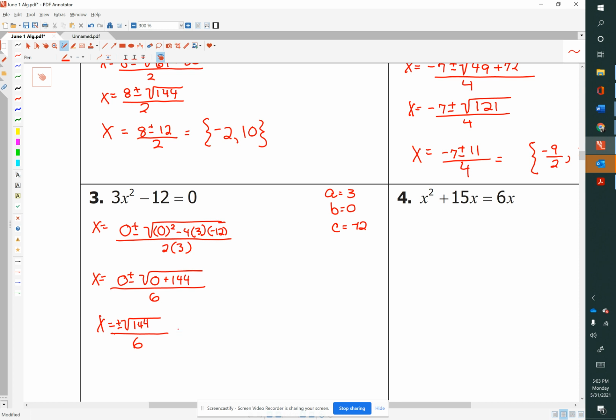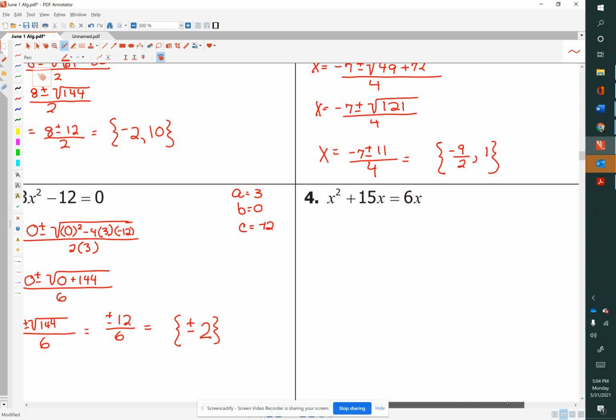And when we evaluate that, the square root of 144 plus or minus will be plus or minus 12 divided by 6. And when we evaluate that, negative 12 divided by 6, or positive 12 divided by 6 will be plus or minus 2. So we can just write that just like this, plus or minus 2, and we're done. So that one was a little bit easier than some of the others.